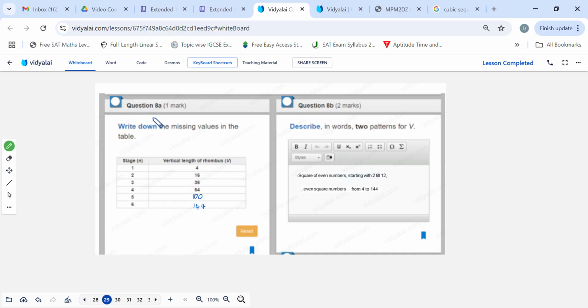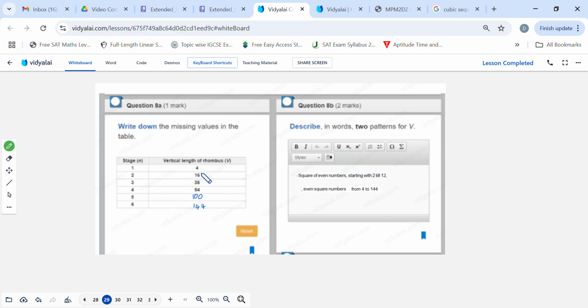Question 8a. Write down the missing values in the table. So we have here the stage values 1, 2, 3, 4 and so on. And on the second column, we have vertical length of the rhombus V: 4, 16, 36, 64, and we have to fill the rest. So here if we see clearly, we can see that these are squares of even numbers.